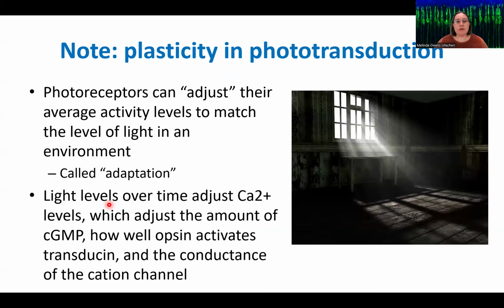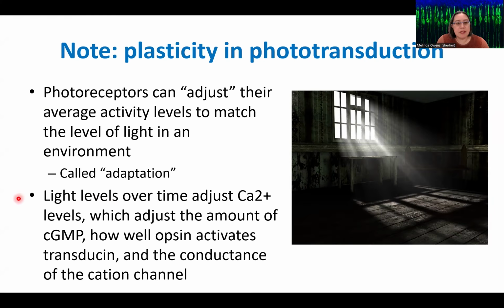I do want to note, so we've talked about plasticity, that there's also plasticity in phototransduction. Photoreceptors can adjust their average activity levels to match the level of light in an environment. You've probably had the experience where it's bright outside and then you go inside into a dark room, and at first you can't see anything, but if you wait a little bit, your eyes will adjust to that level of darkness. So that is called light adaptation.